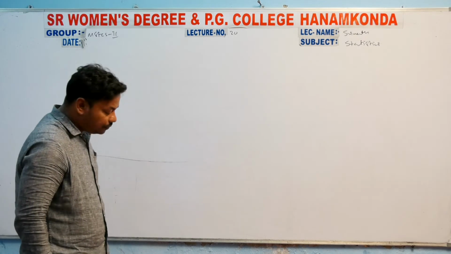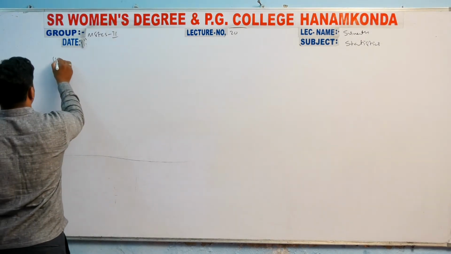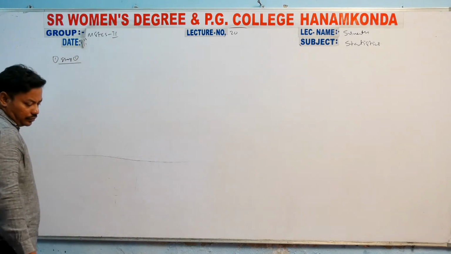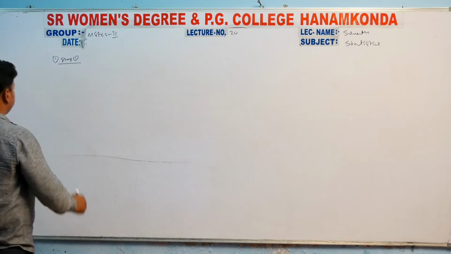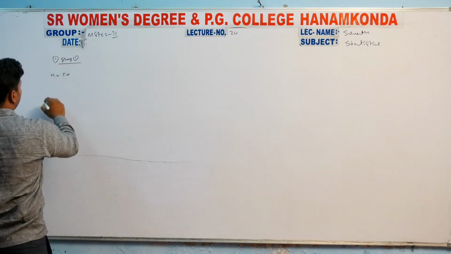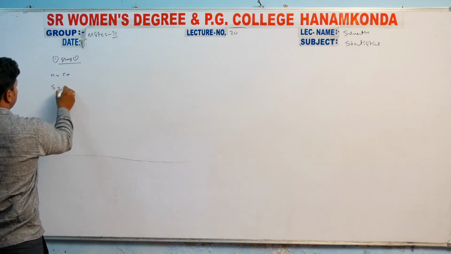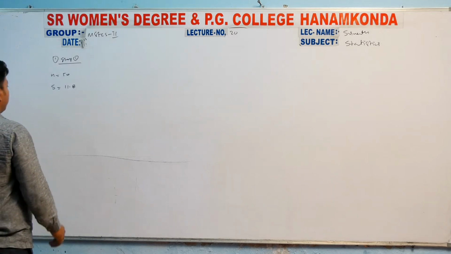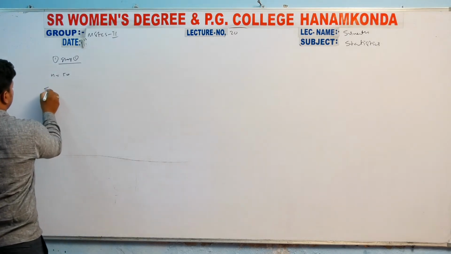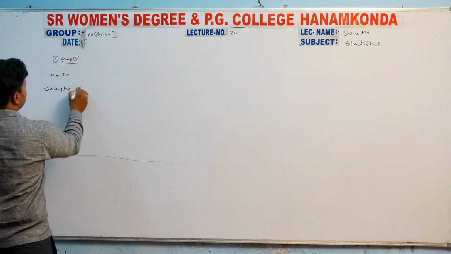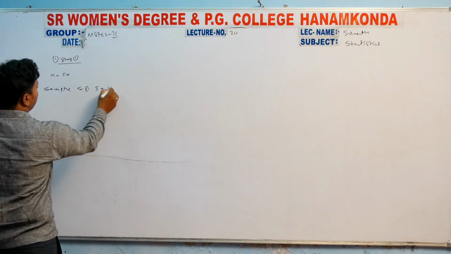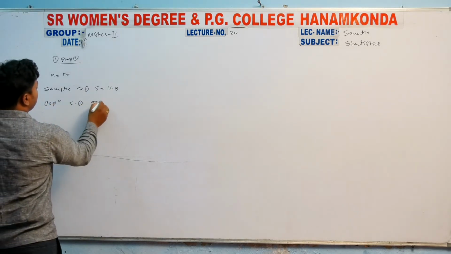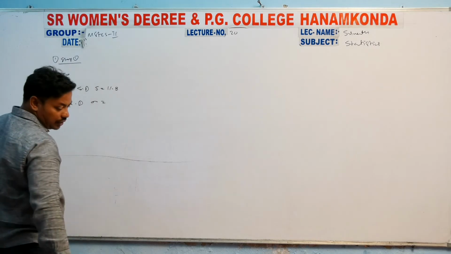So here, step 1, problem number 1. Small n is equal to 50, sample standard deviation s is equal to 11.8, and population standard deviation sigma is equal to 10, as mentioned.